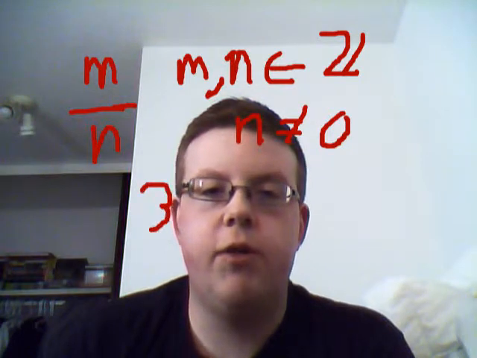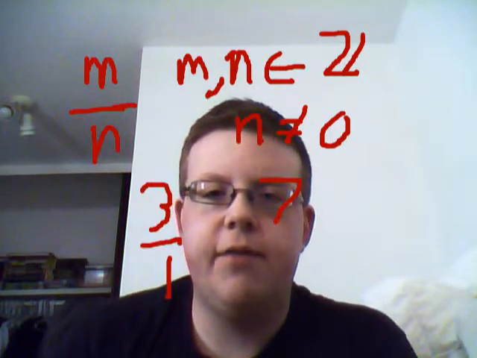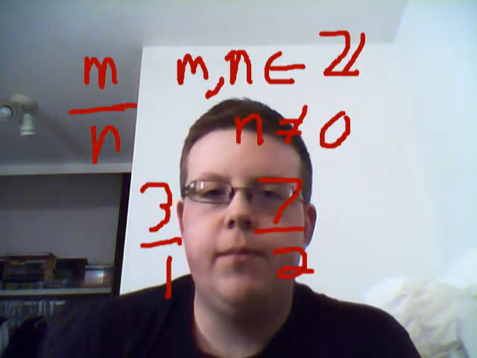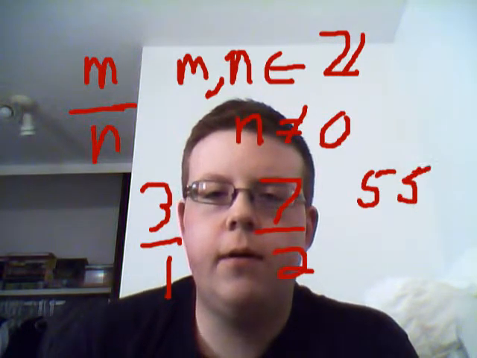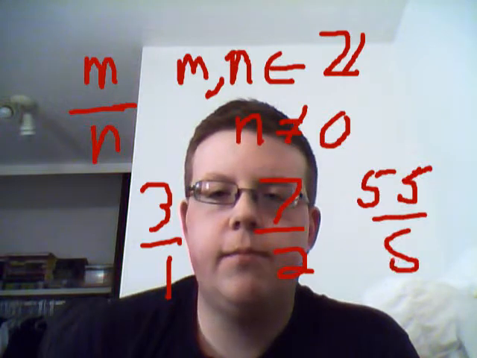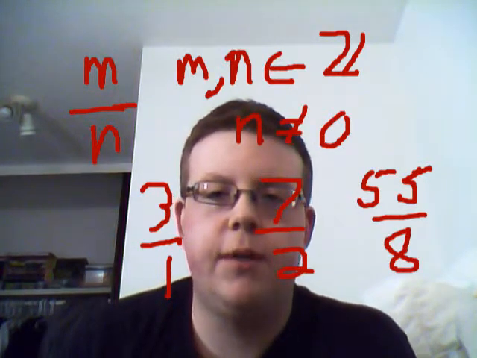So things like 3 over 1, 7 over 2, 55 over 8. Those are all examples of rational numbers. Okay? So, if we have rational numbers, are there some numbers that can't be displayed as the ratio of two integers? Well, yes, and the square root of 2 is one of those numbers.